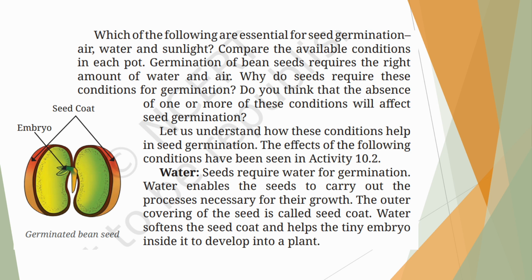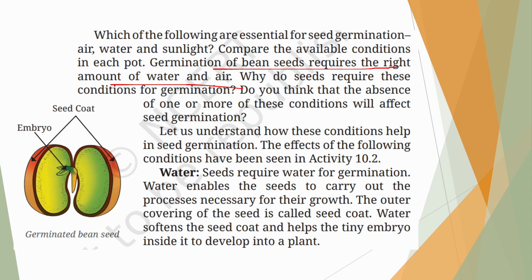Which of the following are essential for seed germination? Air, water, and sunlight. So, which are the essential conditions for seed germination? Compare the available conditions in each pot. Germination of bean seeds requires the right amount of water and air. Why do seeds require these conditions for germination? Do you think that the absence of one or more of these conditions will affect seed germination?